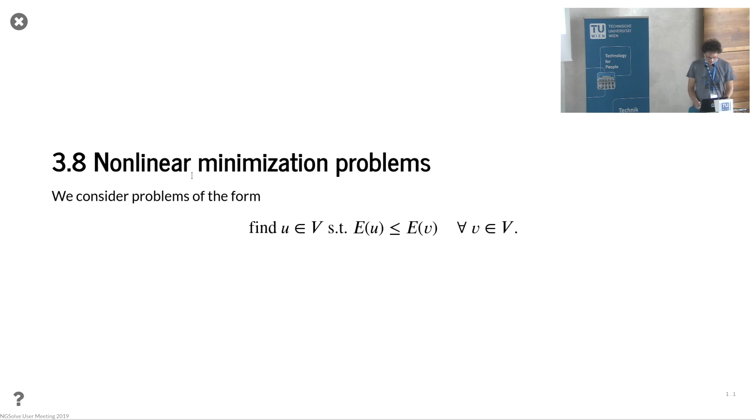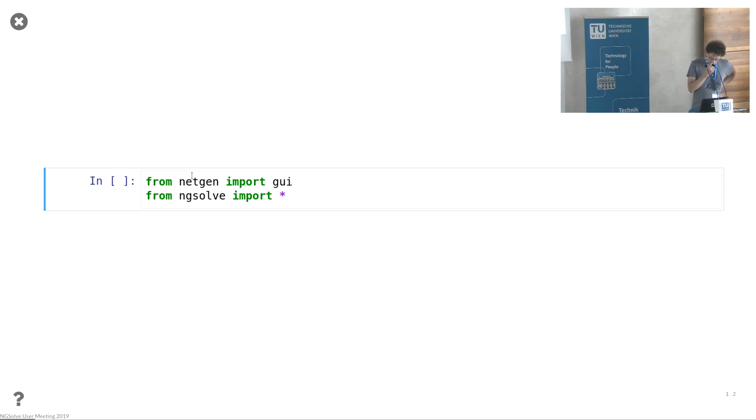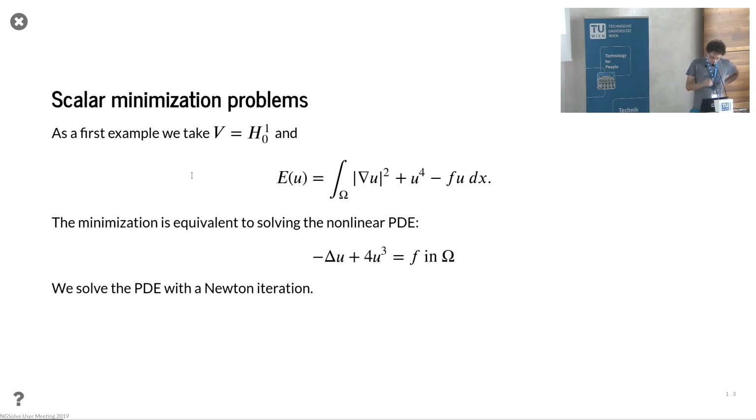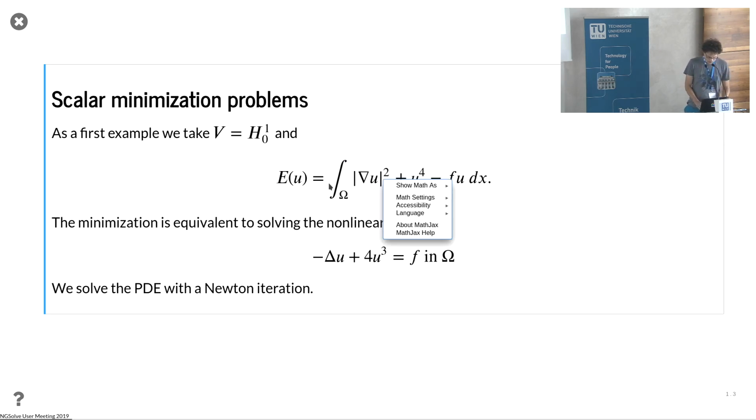Okay, then last part is nonlinear minimization problems. So now you want to formulate your problem as a minimization problem. So you have a functional like this guy. So this leads to you have essentially u to the 4 here. This would be equivalent to solving this nonlinear PDE by taking the corresponding derivative, setting it to 0. However, we want to kind of formulate this now in NGSolve directly as the minimization problem as it is in the first place.